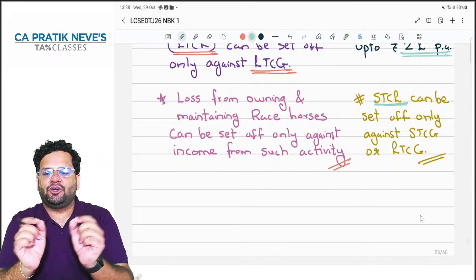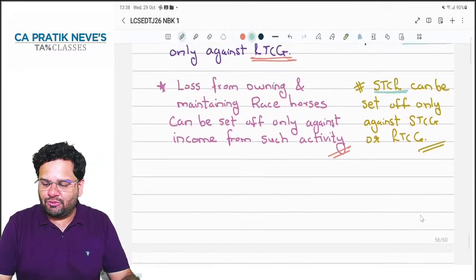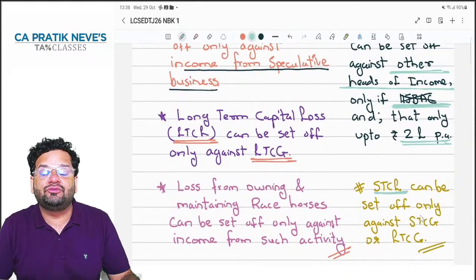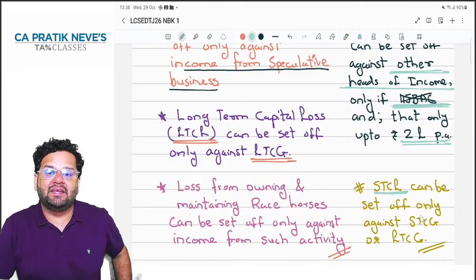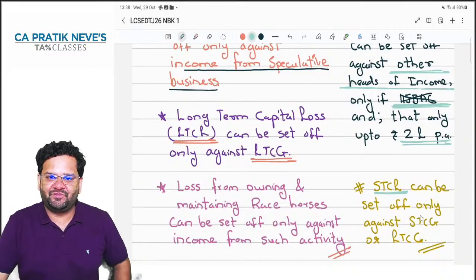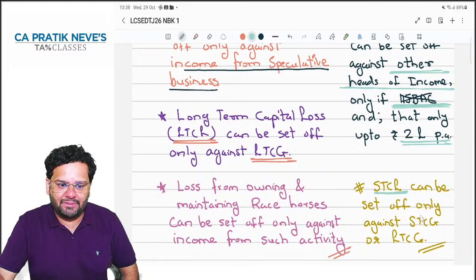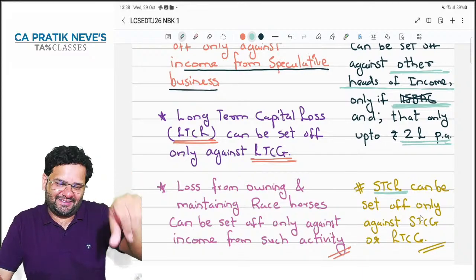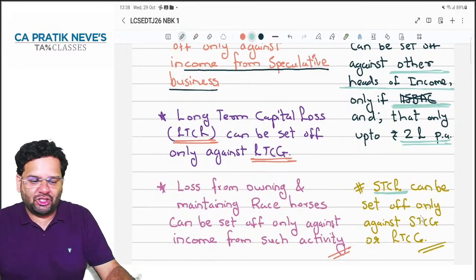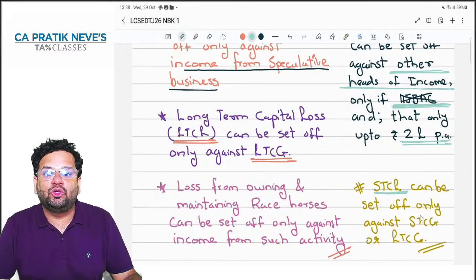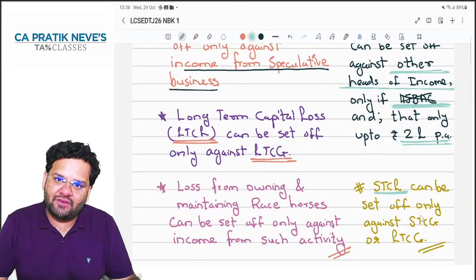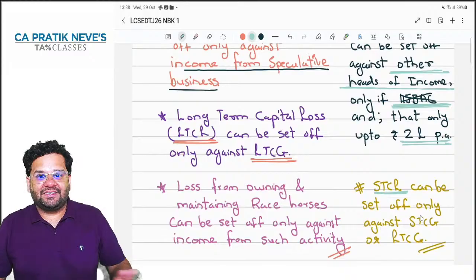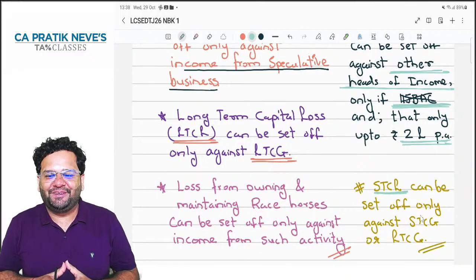Chalo, I want all of you to write in the chat window what is the limit for set off of HP loss against other heads of income. What is the monetary limit? The monetary limit is rupees 2 lakhs. And it can be set off only when you are out of section 115 BAC. Is it clear to all of you till this point?